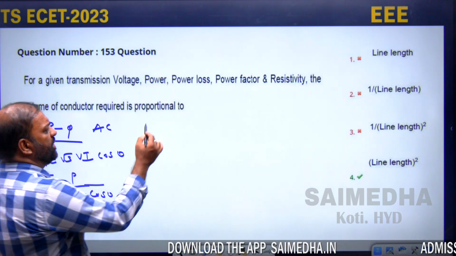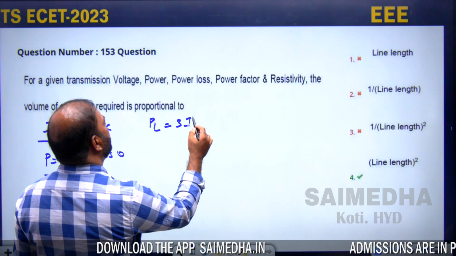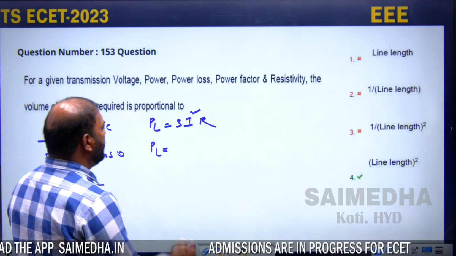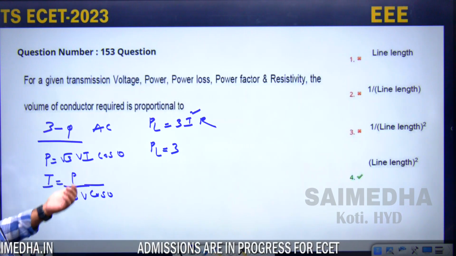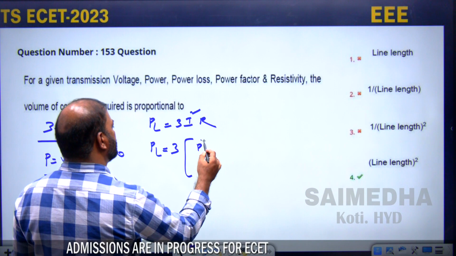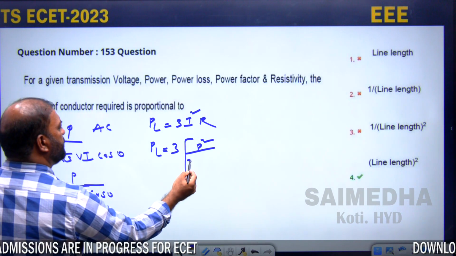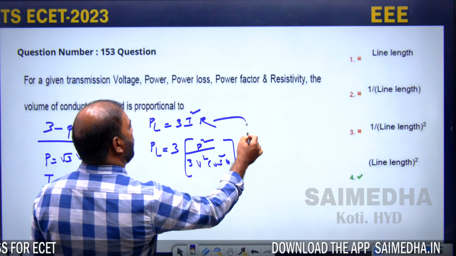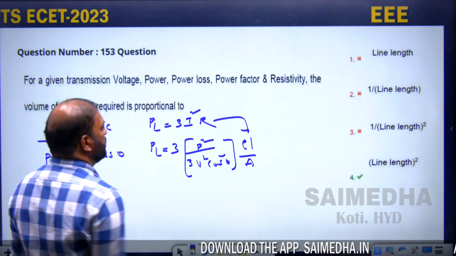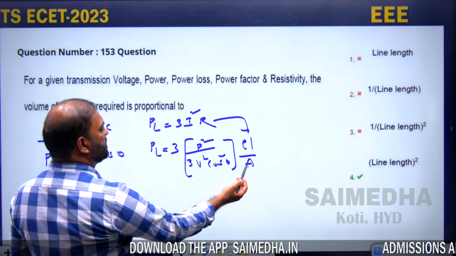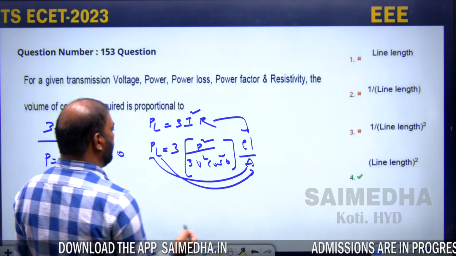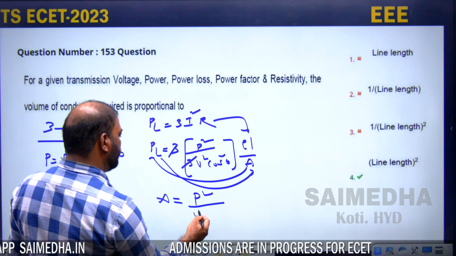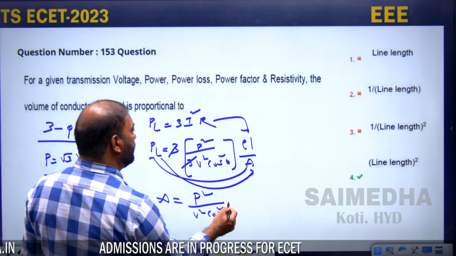Then what about power loss? Power loss is 3I square R. Substituting I, power loss is equal to 3 into P square by root 3 square V square cos square theta, and in place of R I write rho L by A. Cross multiplying, these exchange their positions, so the area of cross section of the conductor A is equal to P square rho L by V square cos square theta into PL.